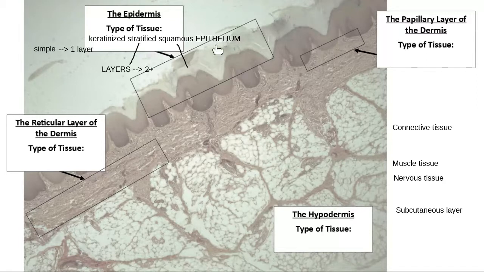Stratified squamous epithelium. The other part of the name of this tissue, besides just stratified, is this squamous word here. And this is going to refer to the shape of our cells. What are some of the ways that you would describe what squamous looks like? What does squamous look like?